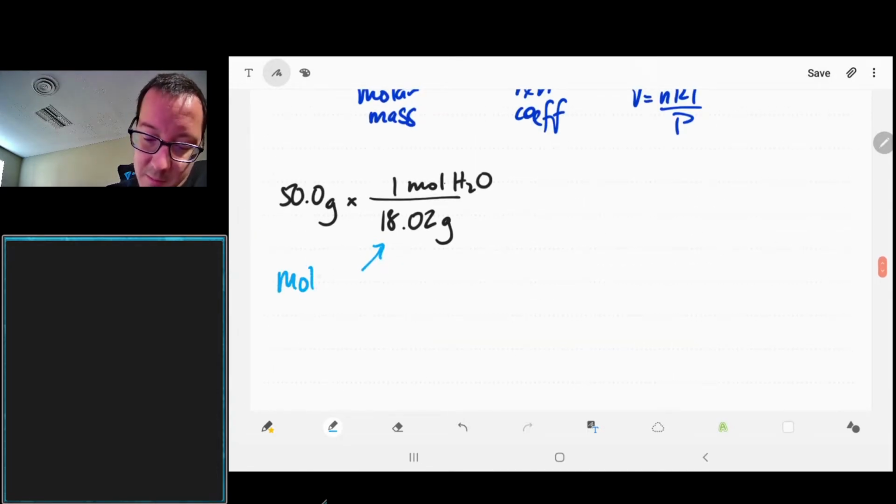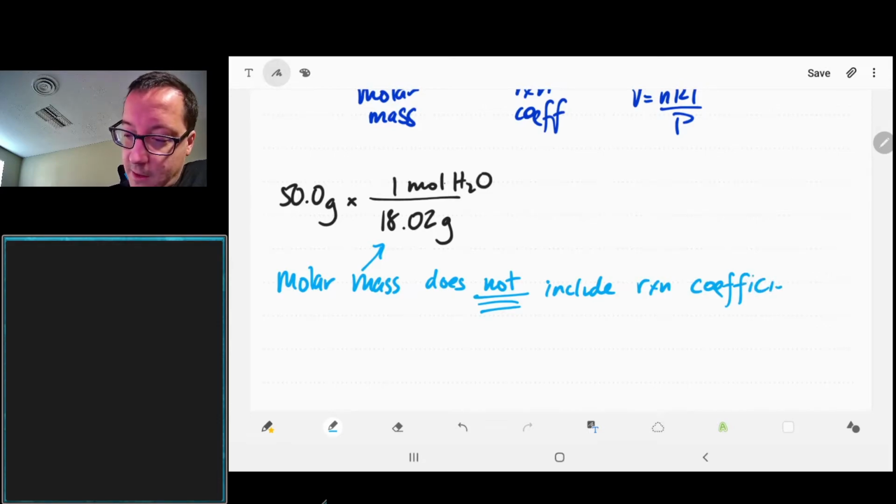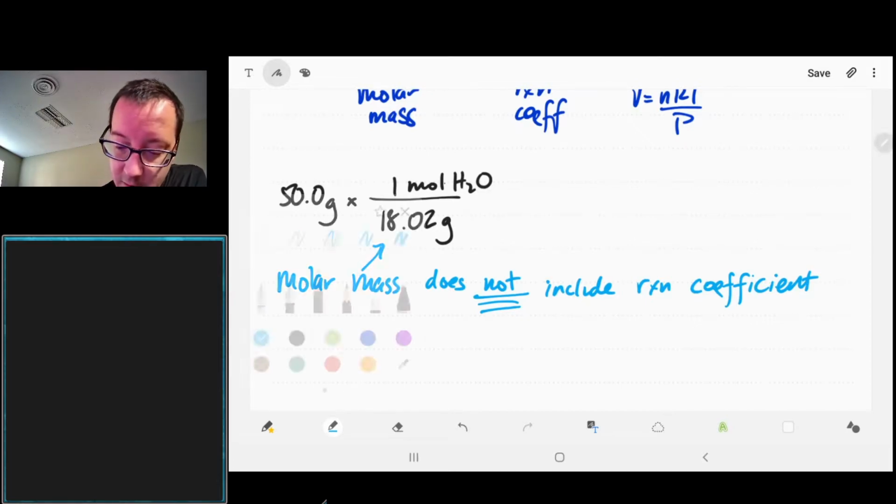Just so you remember, molar mass does not include reaction coefficient. It does not matter how many waters you have in your reaction. Water's molar mass is always, always, always 18.02. No exceptions.